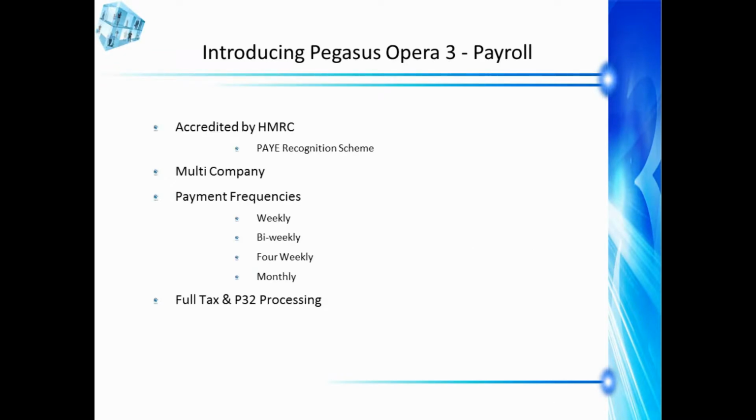The Pegasus Payroll is recognised by HMRC under their PAYE recognition scheme. It's multi-company, provides payment frequencies of weekly, 2-weekly, 4-weekly or monthly, and provides full handling of the tax and the national insurance together with fully automated P32 processing.